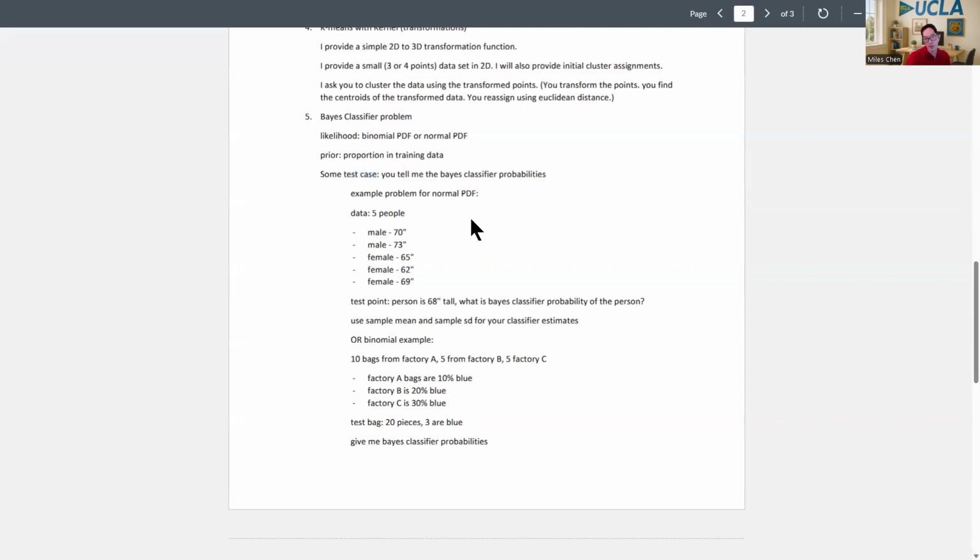So an example of a normal PDF problem would be like you have these numeric measurements.